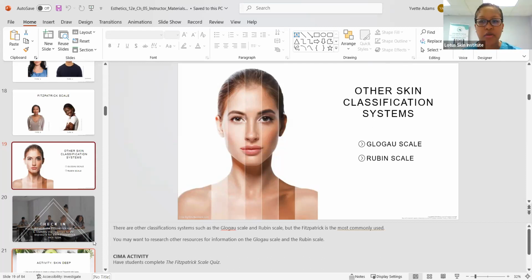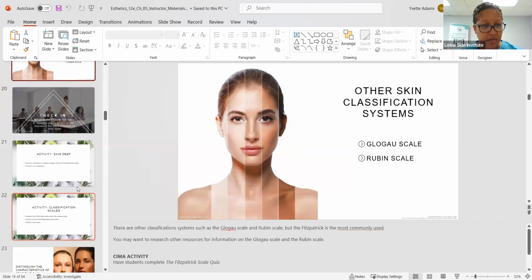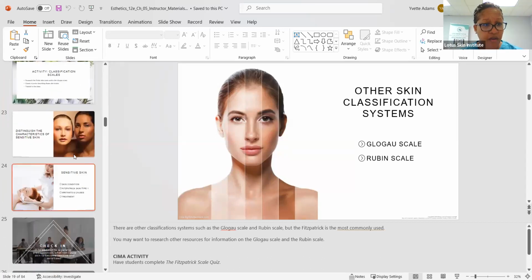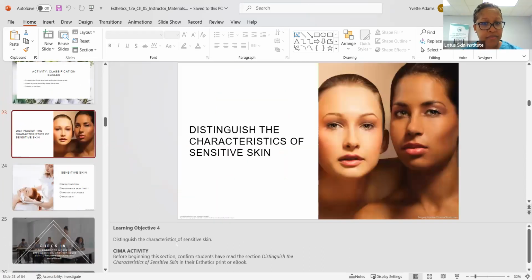You don't hear about those a lot. I mean, they're out there, and as a licensed esthetician, you need to understand what those scales are measuring. But the Fitzpatrick one is the one that you're going to hear about the most. So you want to get a good idea of that. Okay. Now we're going to move past some of those activities because I can't keep you because I got to get ready, go do my orientation.